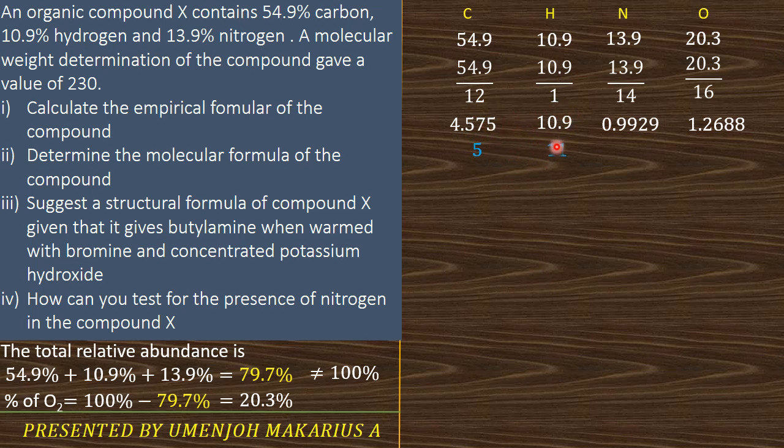Do that for 10.9, we are going to have our answer to be 11. Dividing 0.9929 by itself, we simply have 1. And dividing 1.2688, we also have approximately 1. Good. So friends, these are the mole ratios that we have: 5:11:1:1. So we can conclude that our empirical formula is C5H11N1O1. This is our empirical formula.